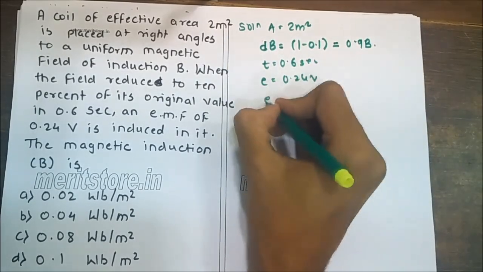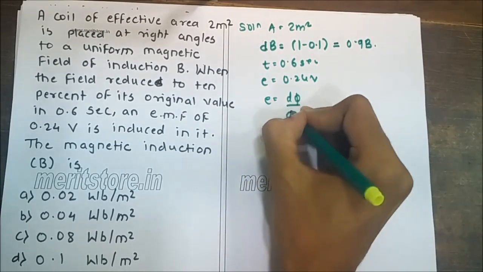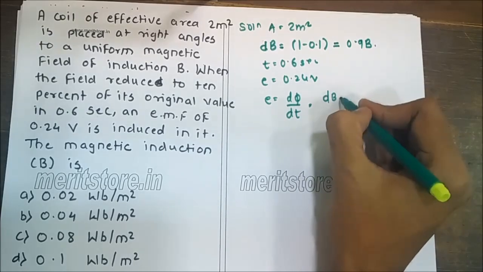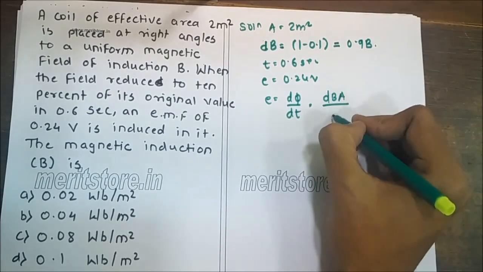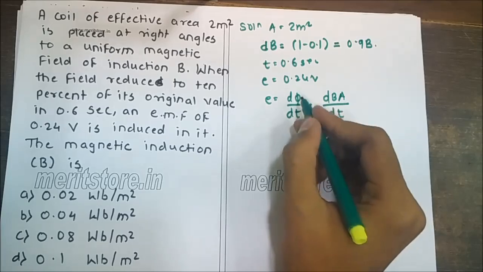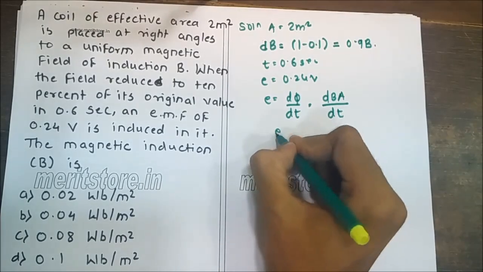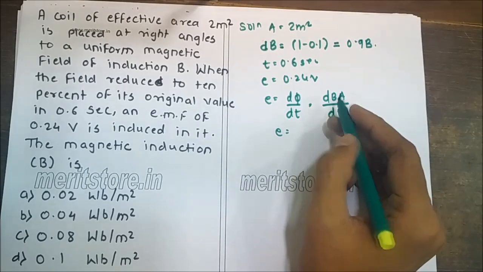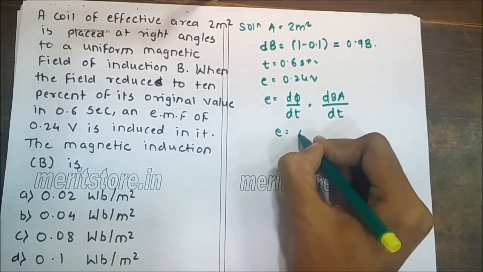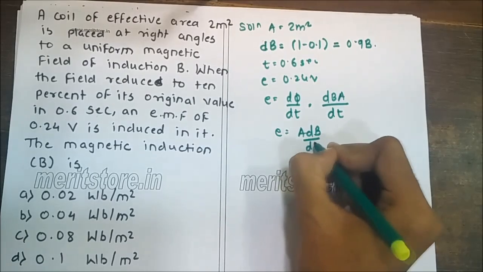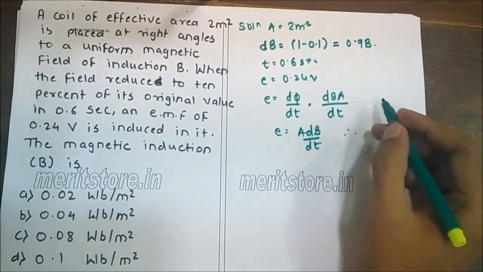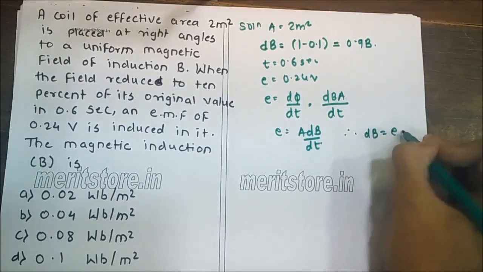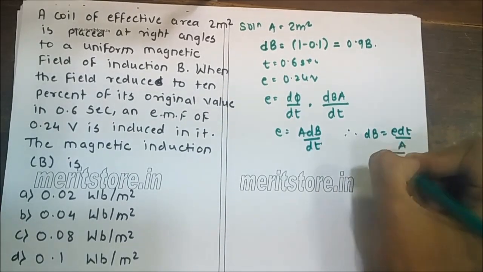So we have EMF equals d phi upon dt, which depends on the magnetic induction multiplied by the area upon dt. We need to find the value for B, so we keep A out, so dB upon dt. Changing it, dB becomes equal to E dt upon A. So this will be our formula.